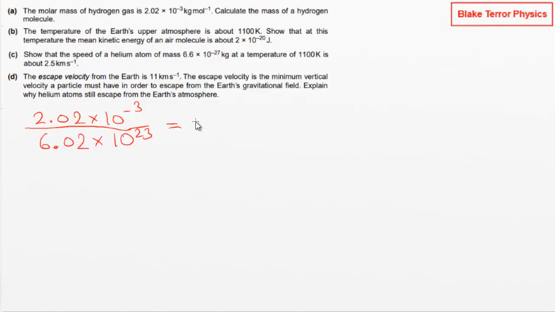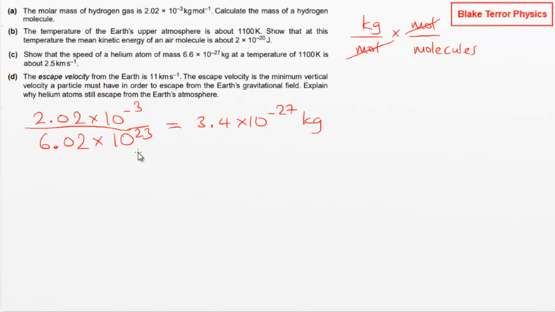3.35548, so 3.4 times 10 to the minus 27 kilograms. And then it's one of those ones where you think about the units. We've been given kilograms per mole. So dividing by molecules per mole is the same as multiplying by mole over molecules, in which case we're getting kilograms per molecule. So it's the same old thing of checking your units if you don't know which way up to put everything.